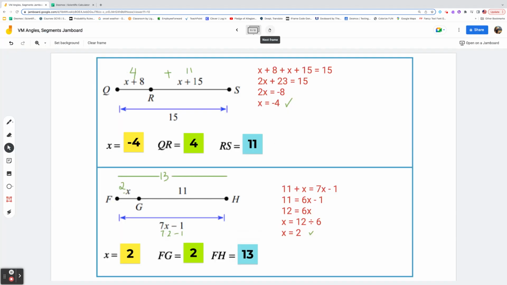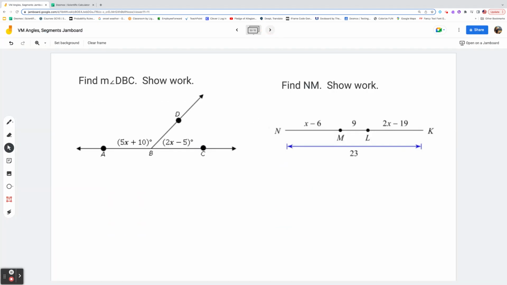And let's move on to frame number 12. We have one angle addition postulate and one segment addition postulate. So we're going to ask you to solve both of those problems, put the video on pause, and then come back and we'll check it together.